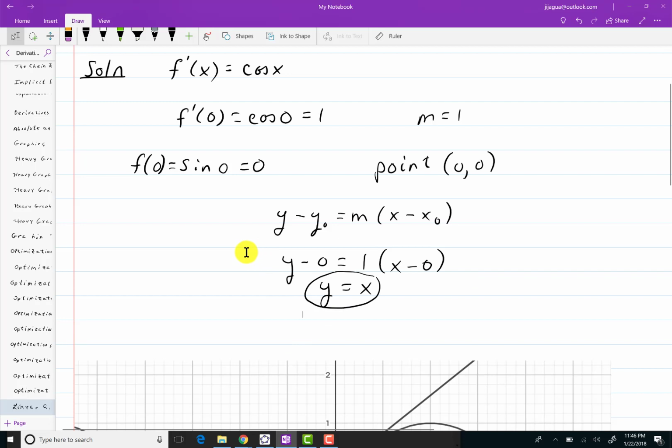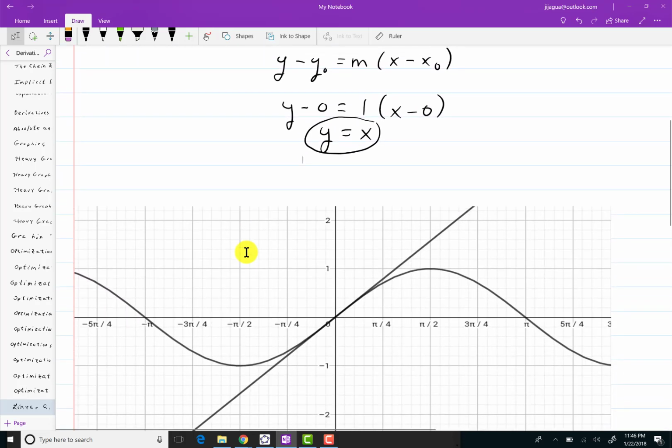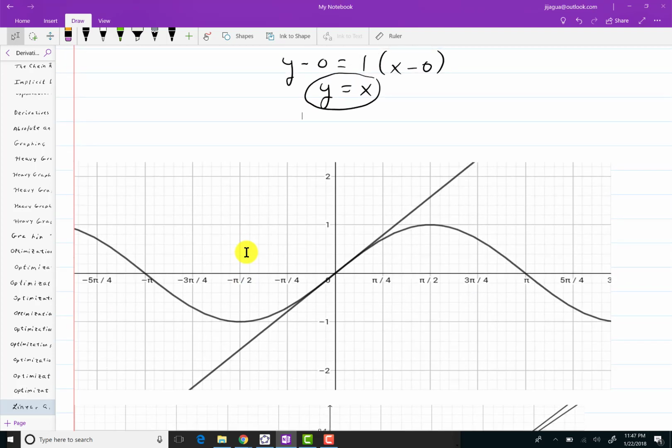What I've done then is graph sine of x and y equals x on the same graph. So the straight line, of course, is y equals x, and the curved one is y equals sine of x. What I'm interested in here is not how much they're different. I calculated this tangent line at 0. And remember when we talked about concavity, notice how when it's concave down, it bends underneath the tangent line, and when it's concave up, it bends above the tangent line.